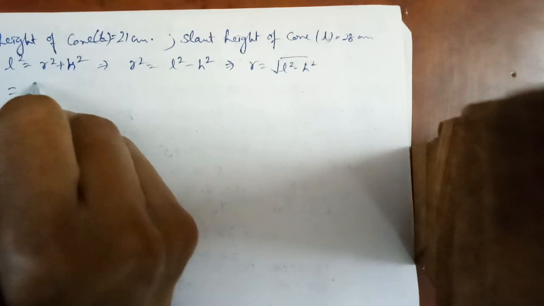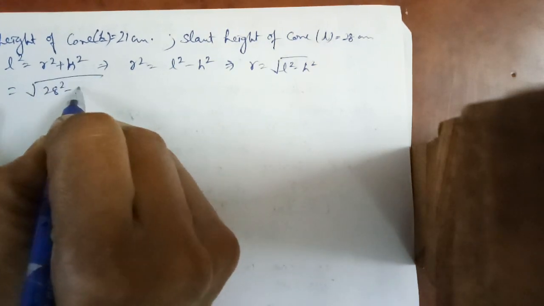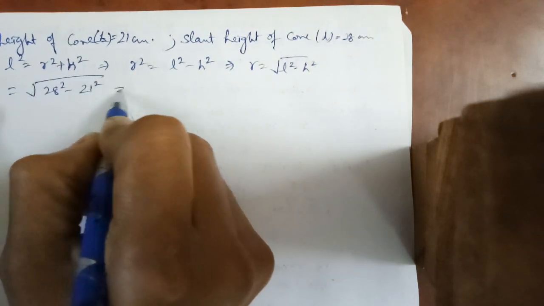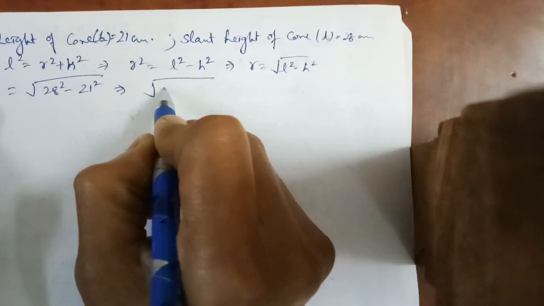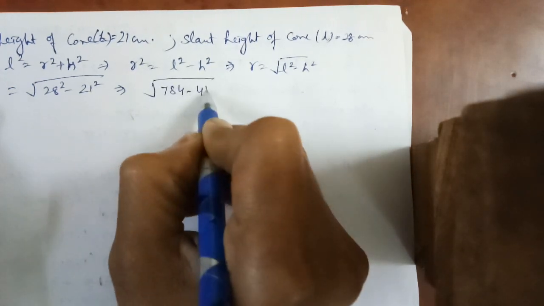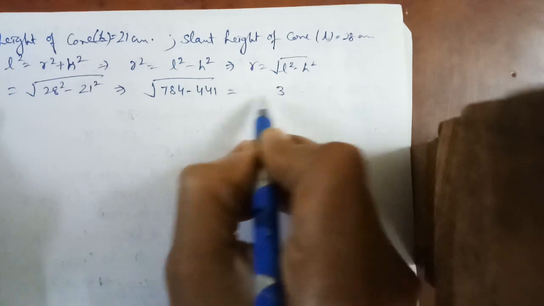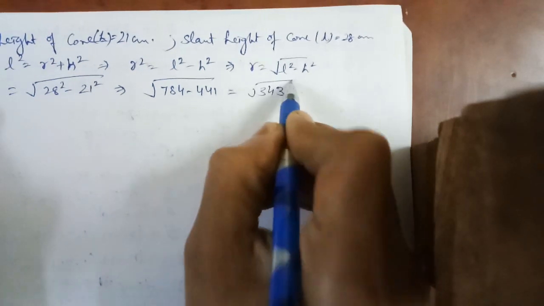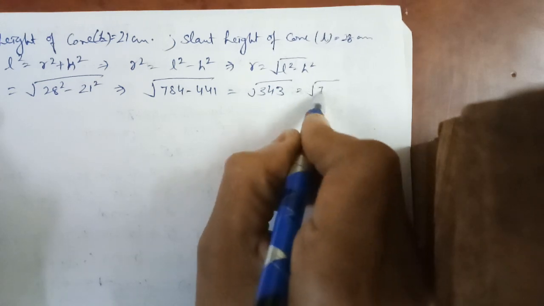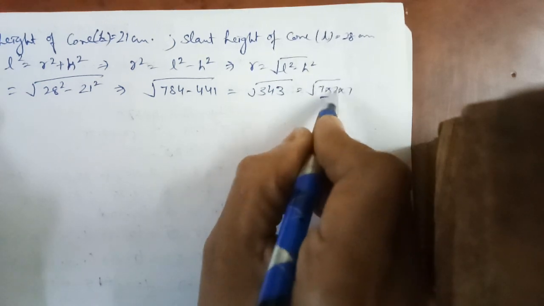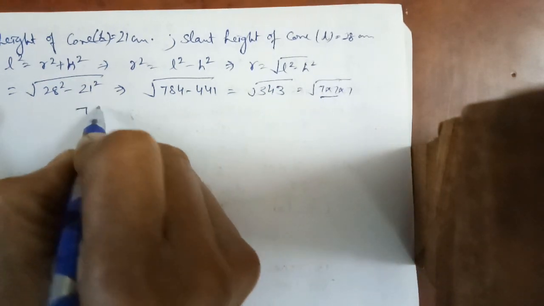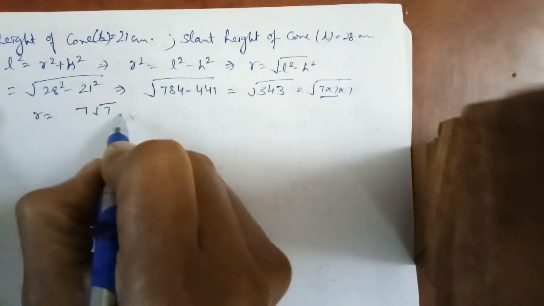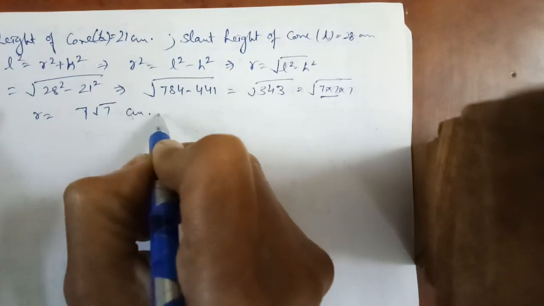That is, radius is equal to root of 28 square minus 21 square. Here 28 square is equal to 784, minus 441. This is 343. Root of 343 is 7 times 7 times 7, so 7 comes outside of the root. Means the value of r is equal to 7 root of 7 centimeters.